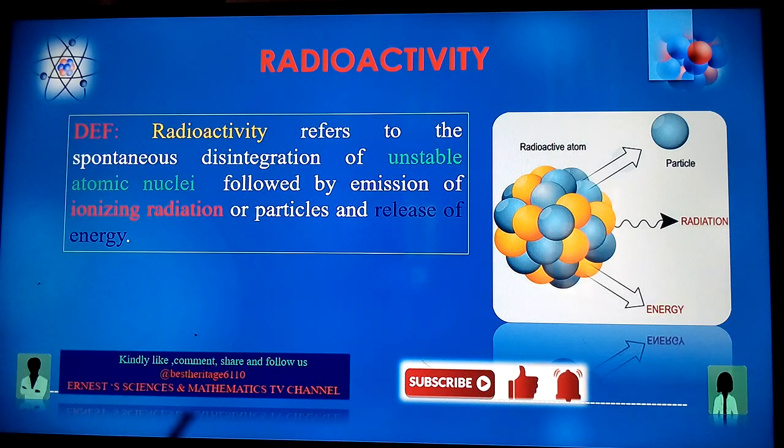Therefore, when asked to define it, it will be easier for us. First, note that this is a spontaneous process experienced by unstable atomic nuclei, and it is accompanied by emission of ionizing radiation and release of energy and particles, as we have discussed.